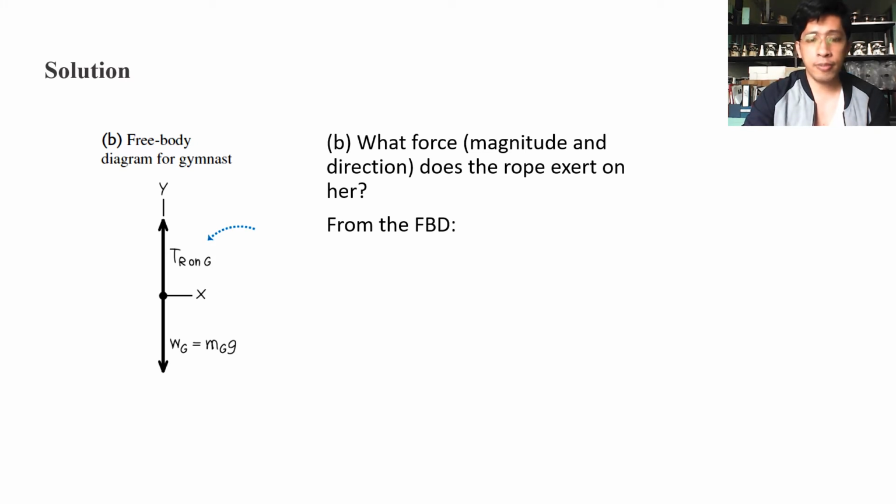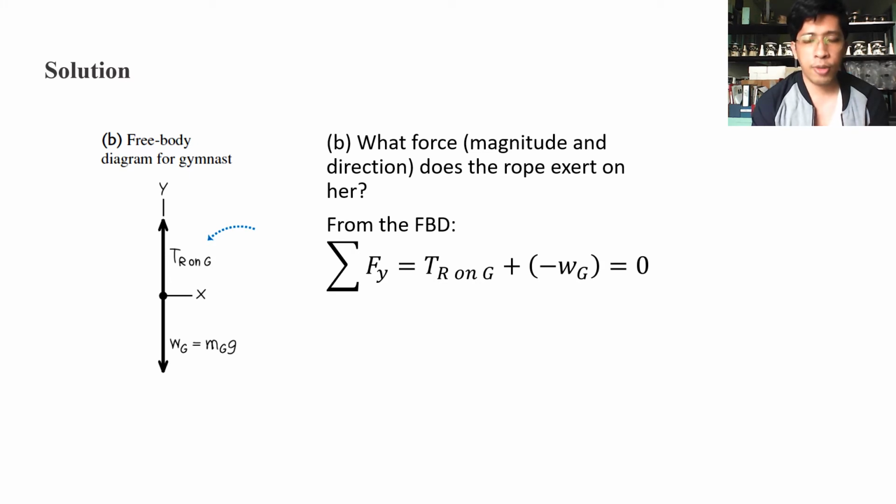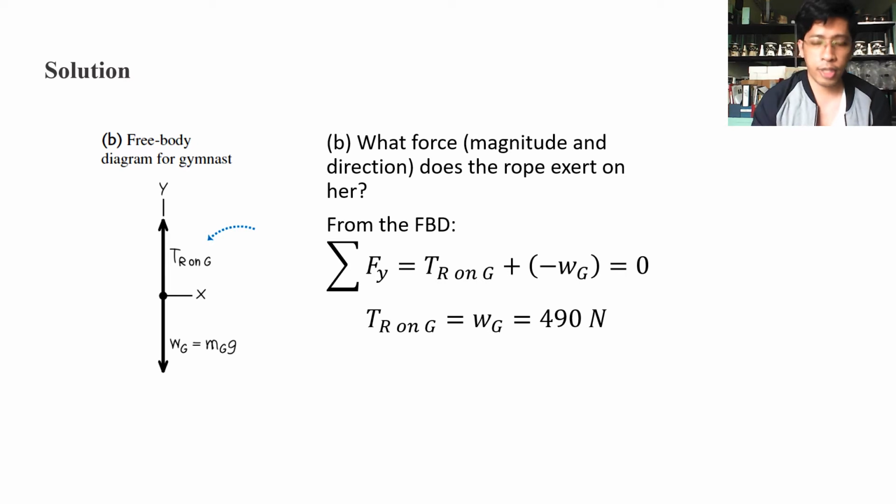From the free body diagram, we write our equations of motion. So that is just the sum of all forces: the vector that is upward, so you have the tension of the rope on the gymnast, plus the vector that is downwards, so minus the weight of the gymnast, that is equal to 0. So again, we set the sum of forces to 0 since the gymnast is stationary, hanging on the rope. So your system is in equilibrium. But we have already the weight of the gymnast, and we know that the weight is equal to 490 newtons.